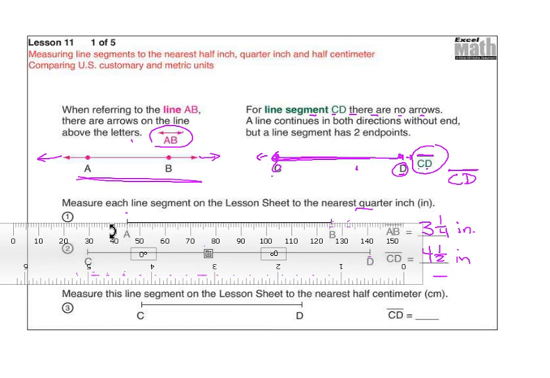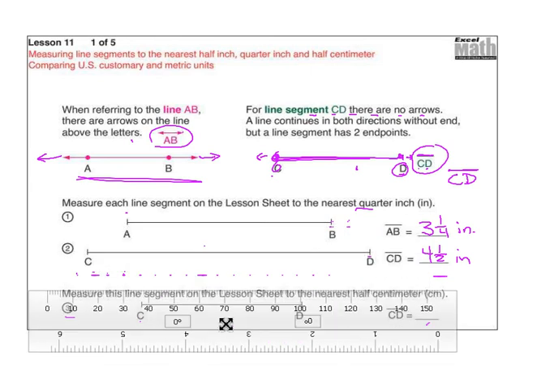This should be pretty easy for you. Go ahead and measure line segment CD down here to the nearest 1/2 of a centimeter. Put your answer right in here, and then turn the video back on when you're ready to see the solution.